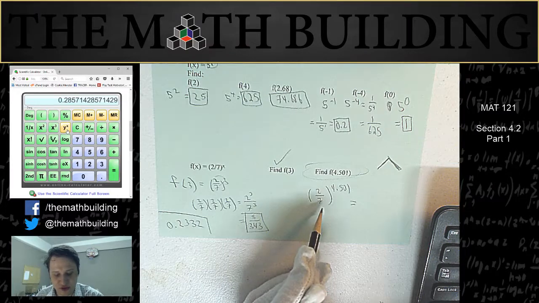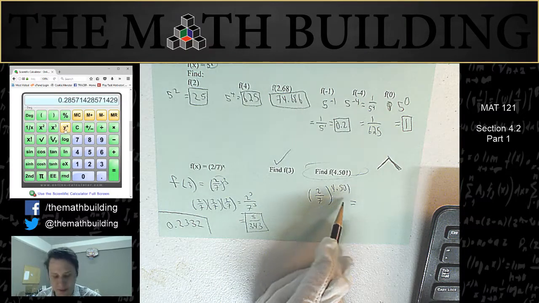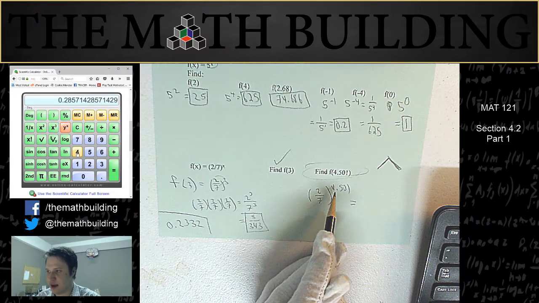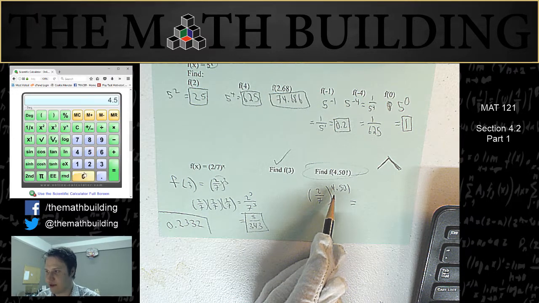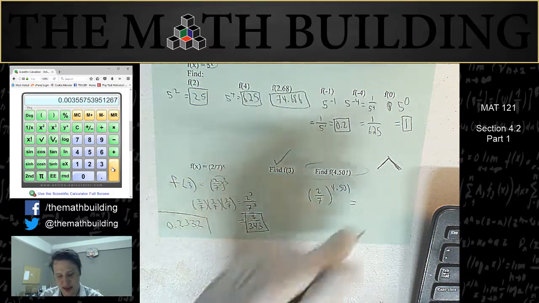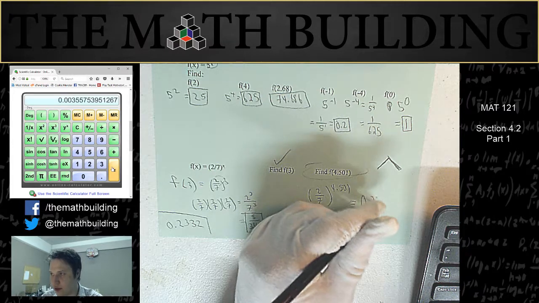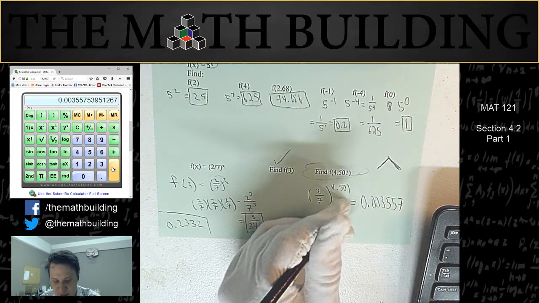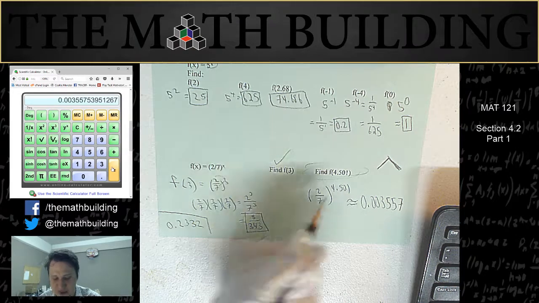So let's do 2 over 7 to the 4.501 power. I already typed in 2 divided by 7 and hit enter. Now I hit my exponent button, and I'm going to type in 4.501, equals, and you get the answer 0.003557. It's approximately equal to that.